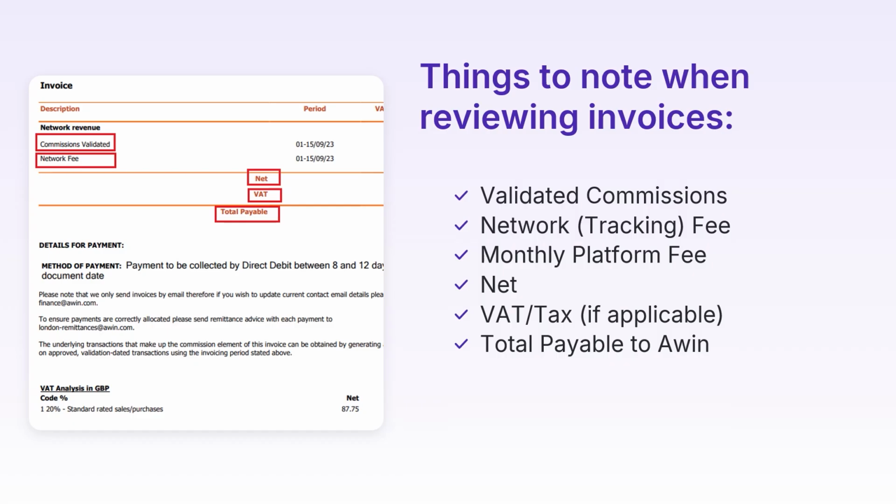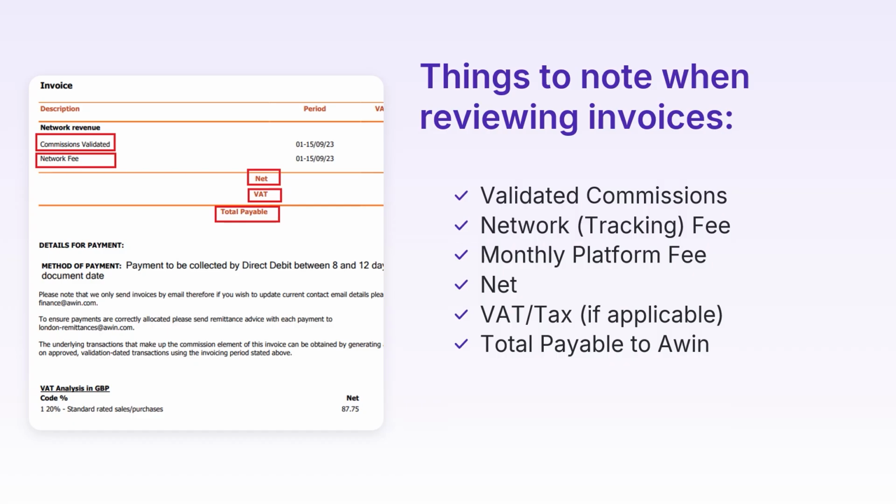This is the charge that is taken by Awin as a percentage of the commission or sales value. The percentage network or tracking fee you pay will be detailed in your advertiser contract or agreement. A monthly platform fee. The monthly platform offer fee is the fixed fee that is paid to Awin each month. If you're invoiced twice monthly, this fee will only be applied to the invoice covering the second half of the month. Net. The net is the total value of the validated commission and the network tracking fee combined.